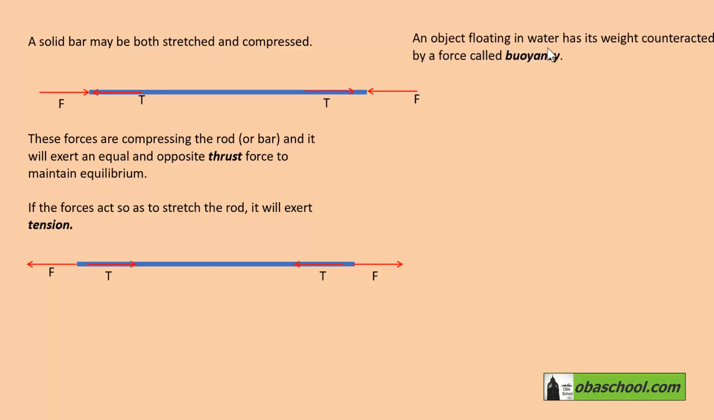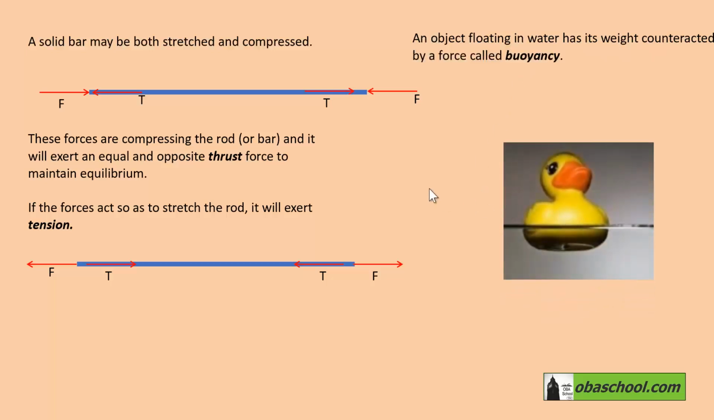An object floating in water has its weight counteracted by a force called buoyancy. So if we consider this duck here, the weight acts downwards and the buoyancy counteracts it. I've just called it R for reaction.